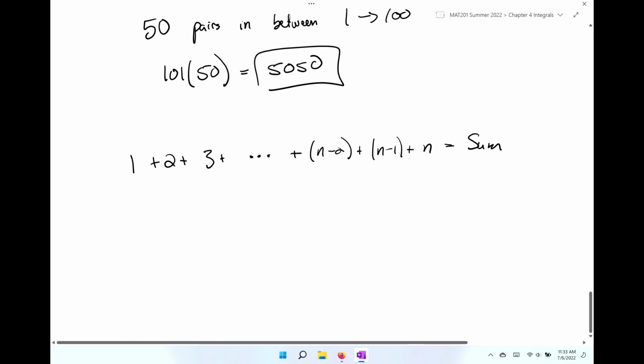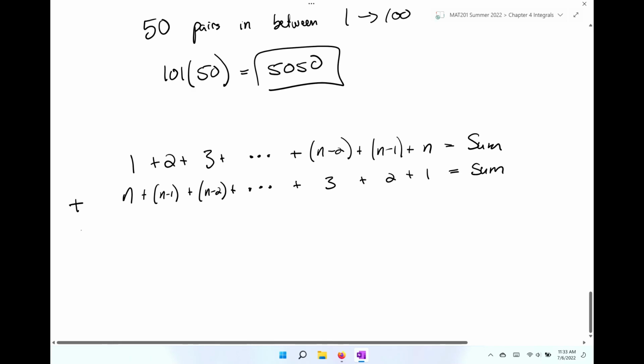So this is going to be n. This is going to be n minus 1. This is going to be n minus 2. And I'm going to continuously do that until I get all the way down to 3, 2, and 1. And that has to equal a sum. So all we did was literally just reverse it.